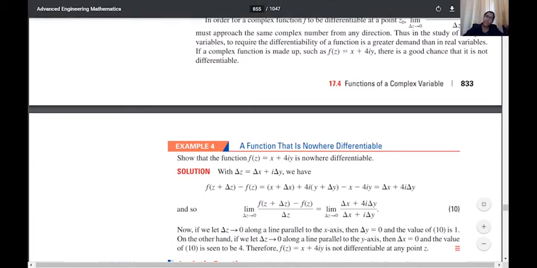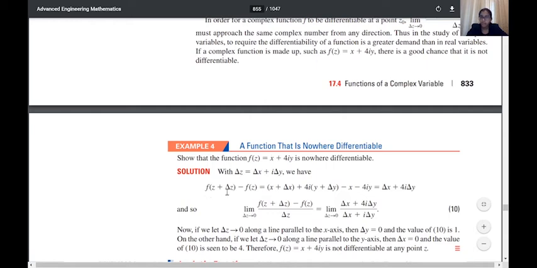So let's look at example 4 that is given. We are asked to show that this function is nowhere differentiable, and the function is x plus 4iy. Now if f of z is x plus 4iy, where z is x plus iy, then delta z is nothing but delta x plus i delta y. Let's see what f of z plus delta z minus f of z, the numerator, will be. For f of z plus delta z, instead of x plus 4iy, we have to replace x by x plus delta x.